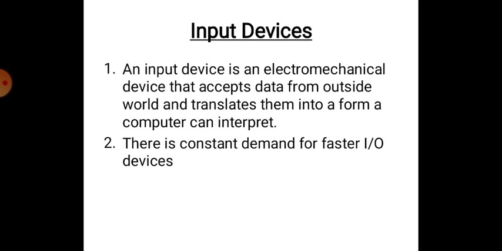Now we'll concentrate on input devices. Point number 1. An input device is an electromechanical device that accepts data from the outside world and translates it into a form a computer can interpret. Students, the job of an input device is to accept the data which a human being gives, or which is accepted from the world in whatever form it is, and convert it into binary form so that it can be stored in the computer storage and made available for processing.